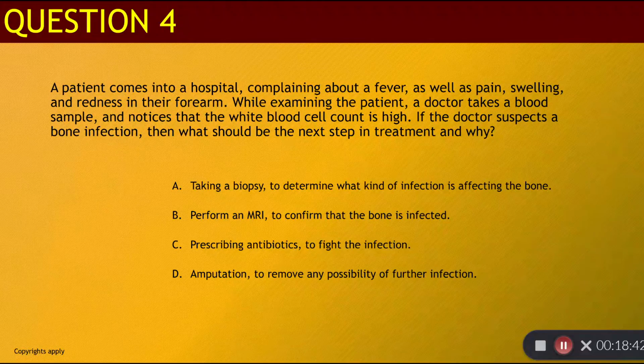Number 4, a patient comes into the hospital complaining of a fever as well as pain, swelling, and redness in their forearm. While examining the patient, a doctor takes a blood sample and notices that the white blood cell count is high. If the doctor suspects a bone infection, then what should the next step in treatment be and why? Take a bone biopsy, perform an MRI, prescribe antibiotics, or do an amputation to get rid of the infection.